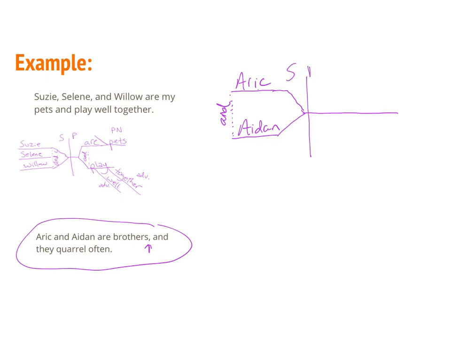They're the subjects. And the word, I recognize the word are. It is a linking verb. What are they? They are brothers. Brothers is a noun. So that must be a predicate noun. Okay, so now I've got the rest of the sentence. And they quarrel often.